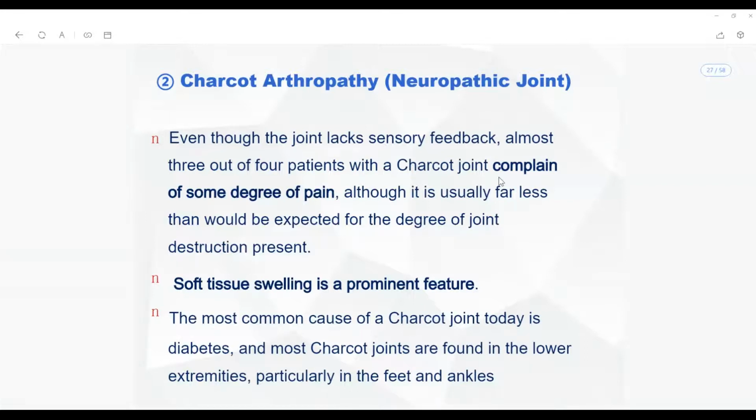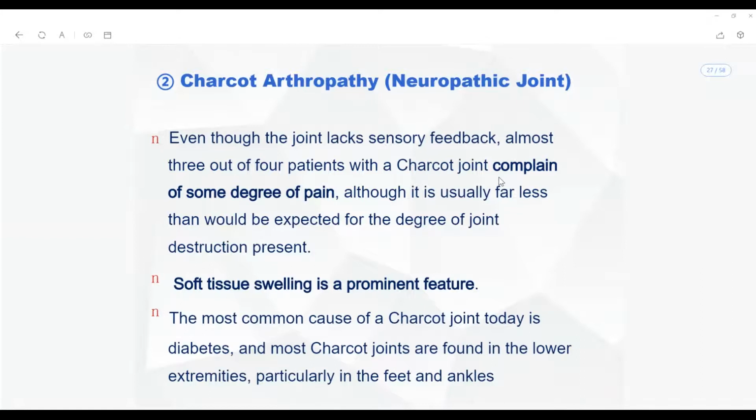Simple. And since there is pain, a lot of inflammatory triggering is happening. As a result, there will be soft tissue swelling. So what is the prominent feature of Charcot arthropathy? Soft tissue swelling. And the most common cause of Charcot joints today is diabetes. Remember, Charcot joints are among the most characteristic features of diabetes. Diabetes is the one causing the peripheral neuropathy, right?